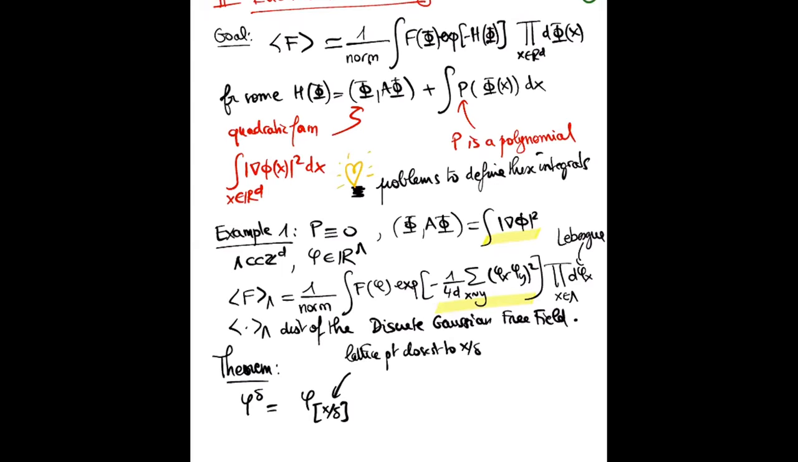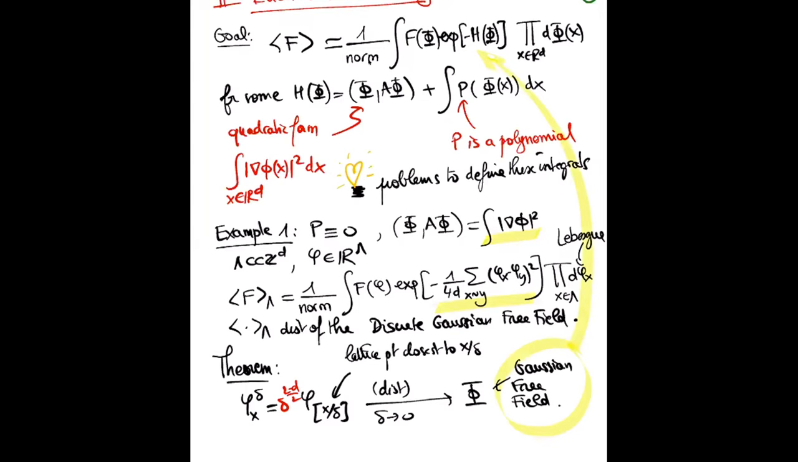And I can renormalize it, and the right way of renormalizing this thing, as delta tends to zero, then this converges in distribution to an object phi, which is called the Gaussian free field. And the Gaussian free field, you saw it last week in the talk of Nathanael, popping up a little bit everywhere. And in some sense, the law of this object is really the one that satisfies this thing when I take P equal to zero and this quadratic form, okay?